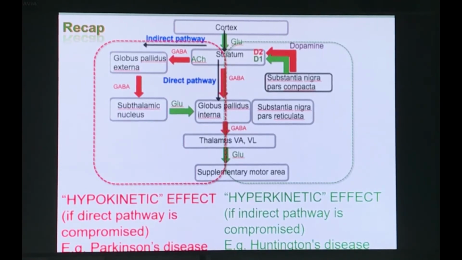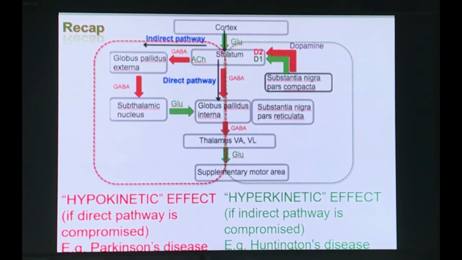So depending upon the pathways which are affected in different diseases, there can be hypokinetic effect or hyperkinetic effect, which I have already discussed in the first part of the video. So in hypokinetic, the direct pathway is compromised. As I mentioned, the direct pathway helps in initiating the movements. So the patient mainly has difficulty in initiating, so they might have akinesia, or sometimes they can have slowness in the movements, that's called bradykinesia. So this is typically seen in Parkinson's disease.